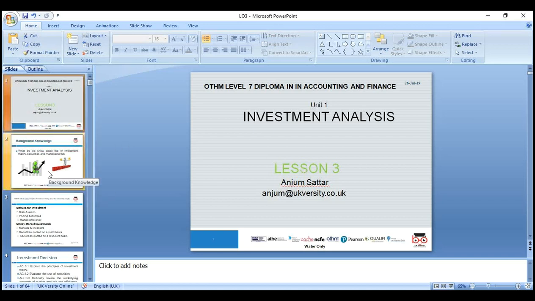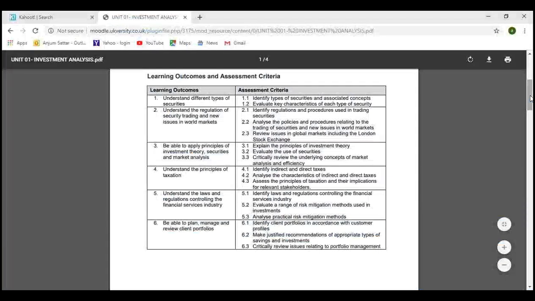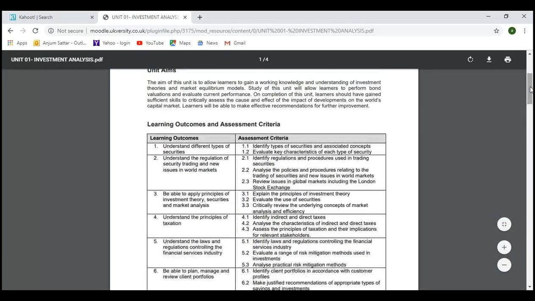Before starting our lesson 3, which will be based on LO3, Learning Outcome 3 of this unit, we'll recap a bit what we learned during our previous lessons. In lesson 1, we discussed understanding different types of security, the money market and capital market, and the difference between primary market and secondary market.